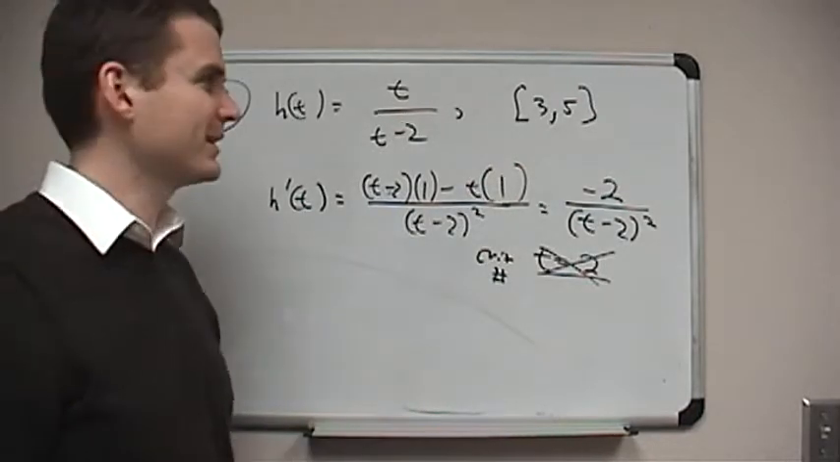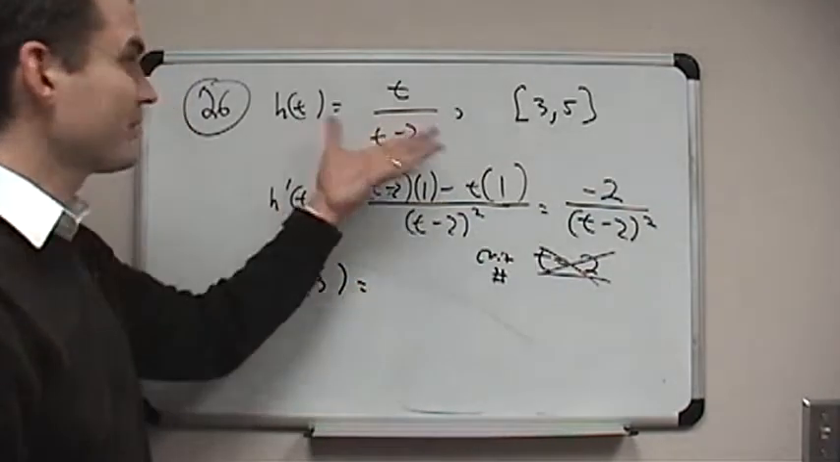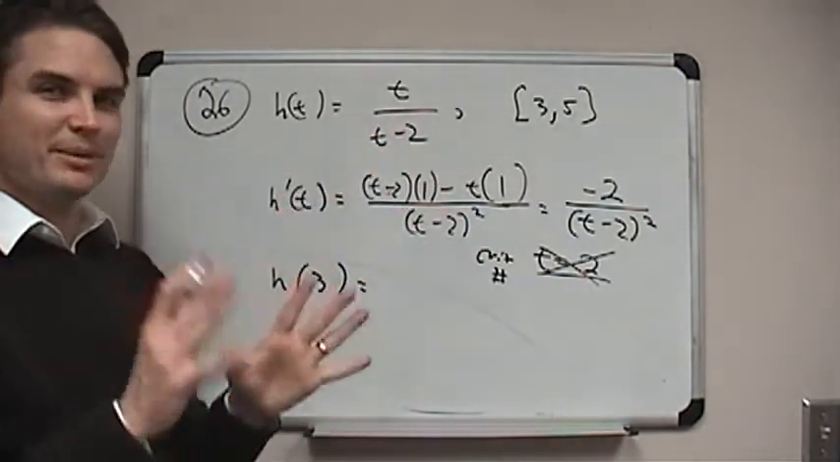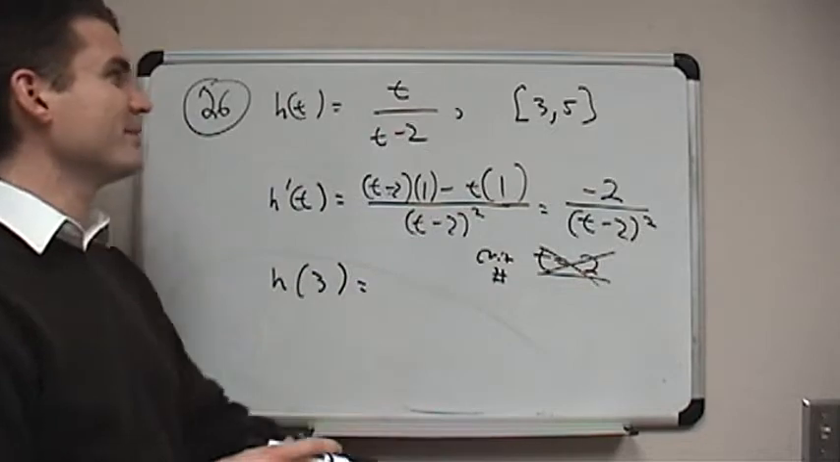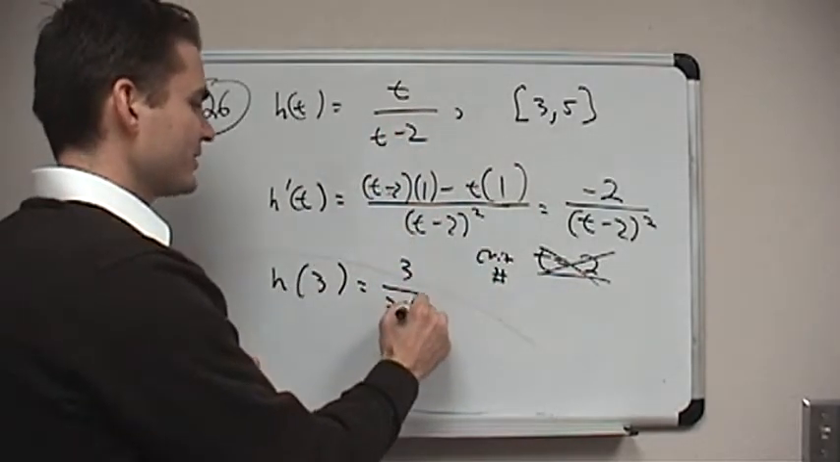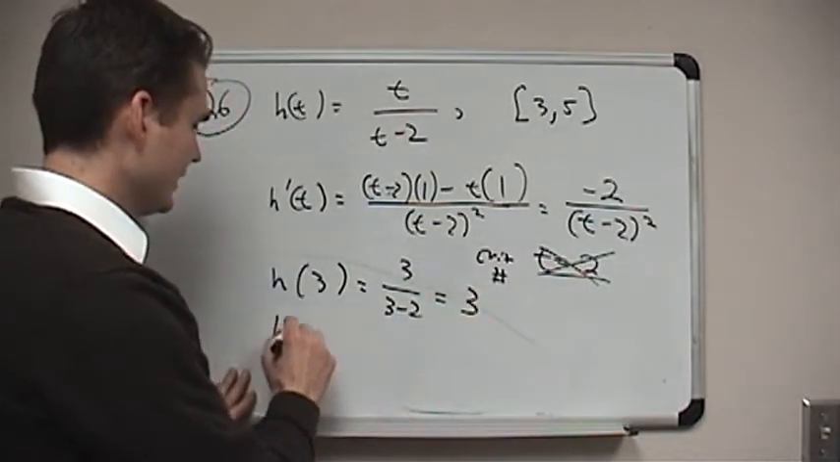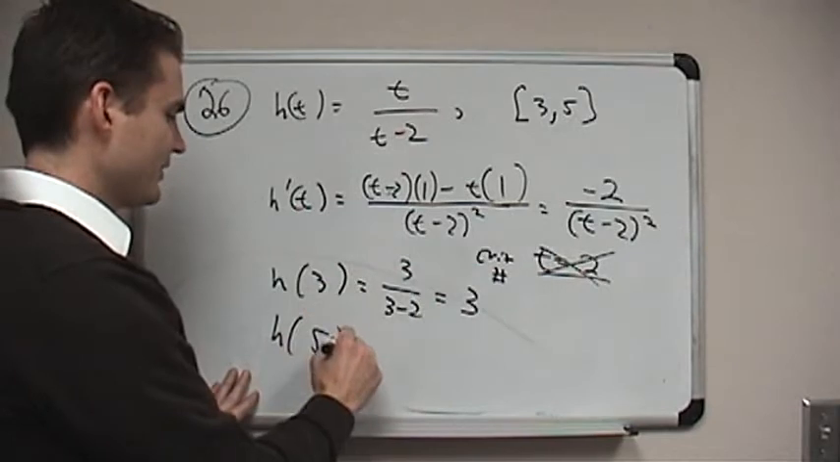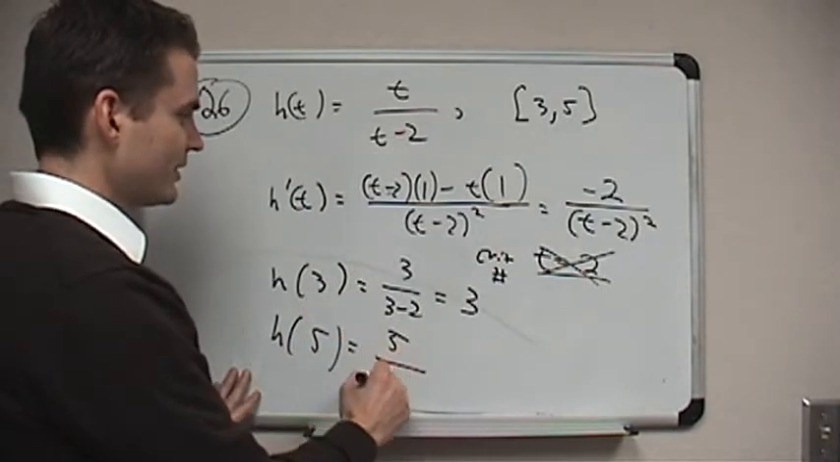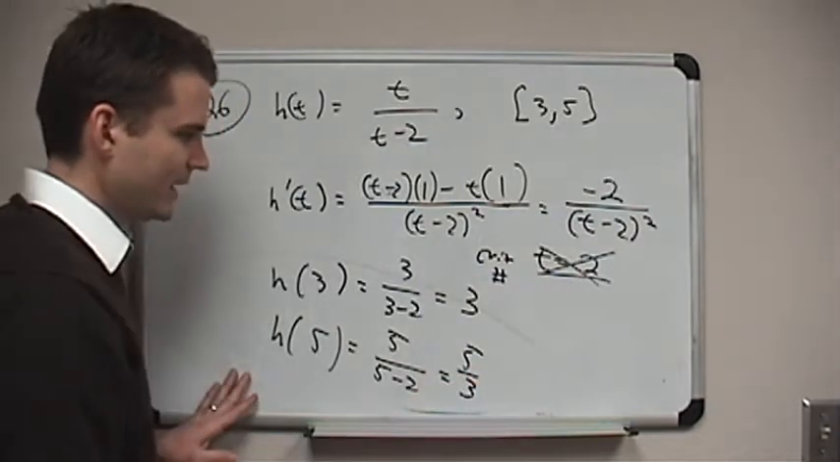So what is h of 3? Well, if I put 3 in for t, and remember, to find maximum and minimum, you have to put those points into the original function, you get 3 over 3 minus 2. It's 3 over 1, which is 3. And what about 5? Well, h of 5 is 5 over 5 minus 2. It's 5 over 3.